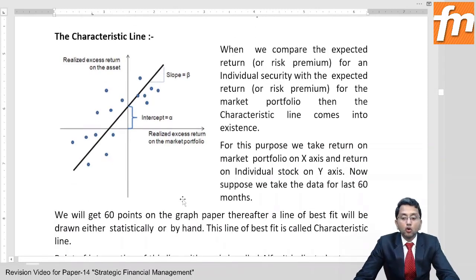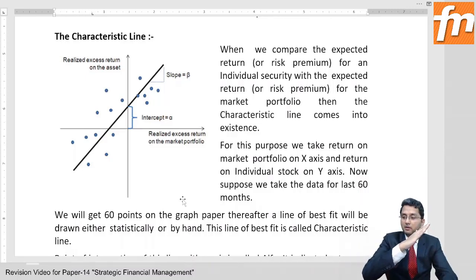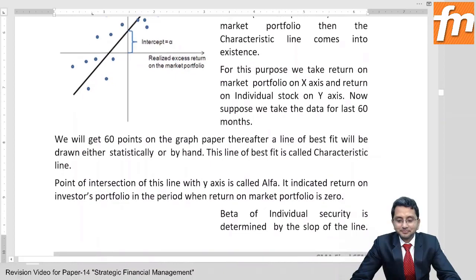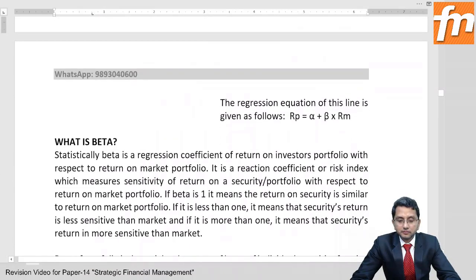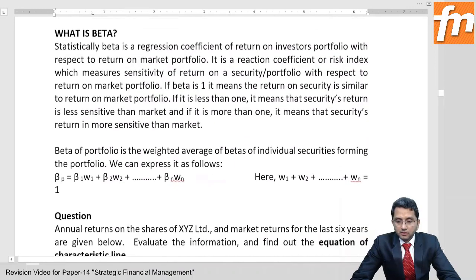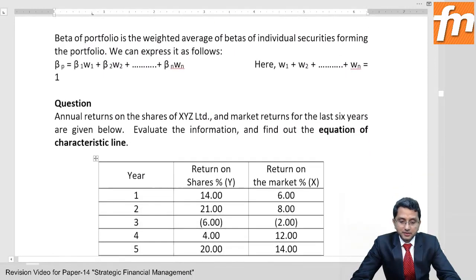Beta is the slope of characteristic line. If the slope is 0, beta will be 0. If slope is 45 degree, beta will be 1. If slope is more than 45 degree, beta will be more than 1. Right? So what is beta? I have answered this.